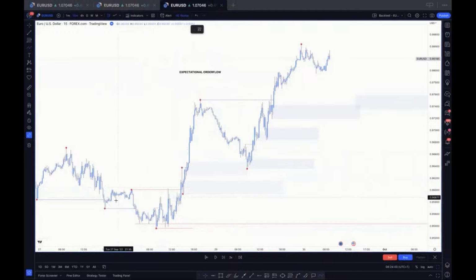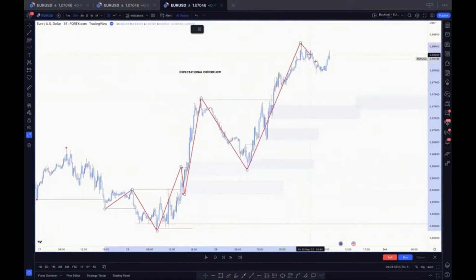Let me use this tool. I always like using this tool because it helps me see where we are in the market. So you can see this high, pullback, high, pullback, high, and then we're pulling back. This might continue to pull back before making another high, and that's just it. So you can see that we're now bullish.